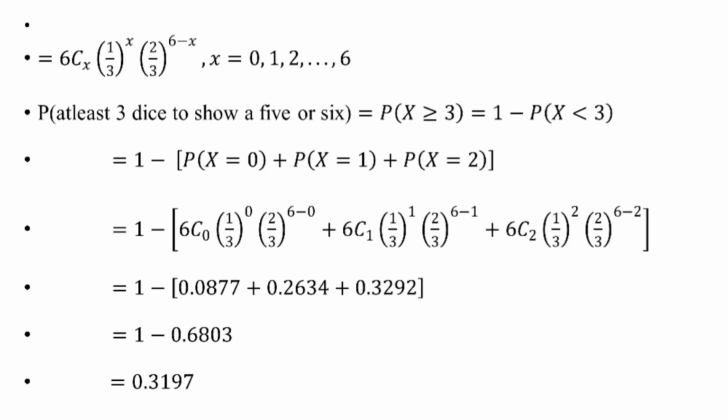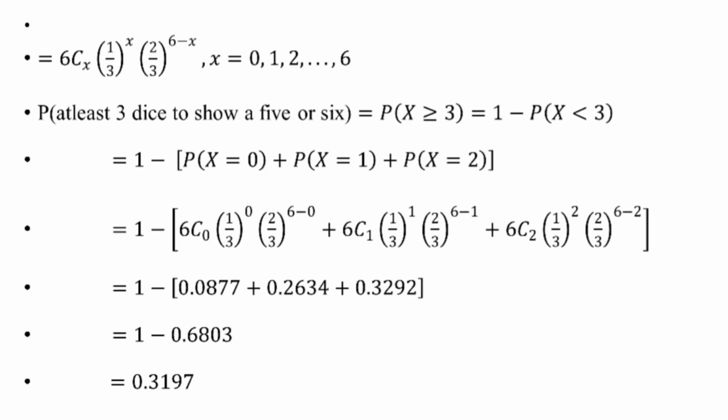So minimum 3, maximum up to 6. Otherwise, 1 minus probability of x less than 3. So 1 minus probability of x equal to 0, x equal to 1, plus x equal to 2. Substitute. Individually you have to find P of x equal to 0: 6C0, 1 by 3 the whole power 0, 2 by 3 the whole power 6 minus 0. Suppose x is equal to 1: 6C1, 1 by 3 the whole power 1, 2 by 3 the whole power 6 minus 1. And x equal to 2: 6C2, 1 by 3 the whole power 2, 2 by 3 the whole power 6 minus 2. And simplify the terms.